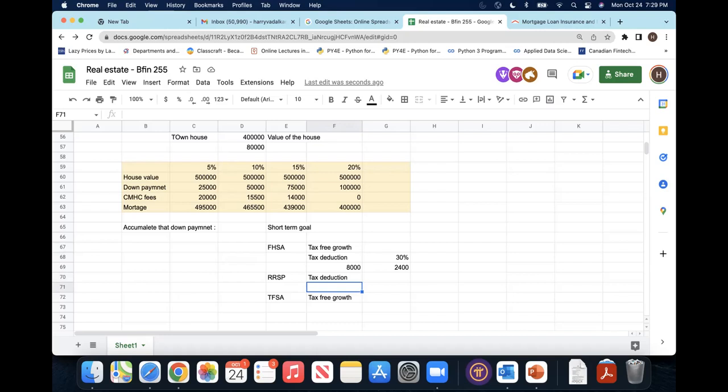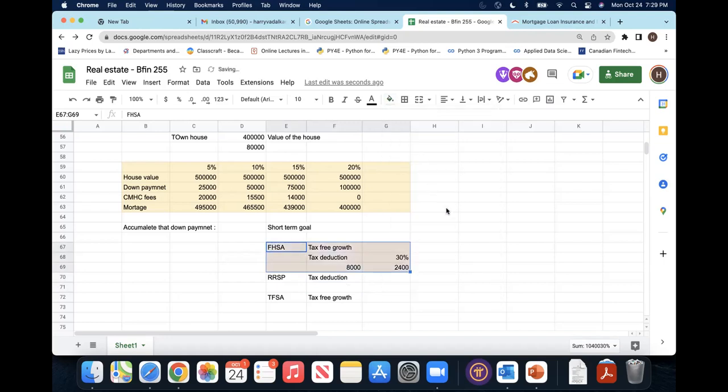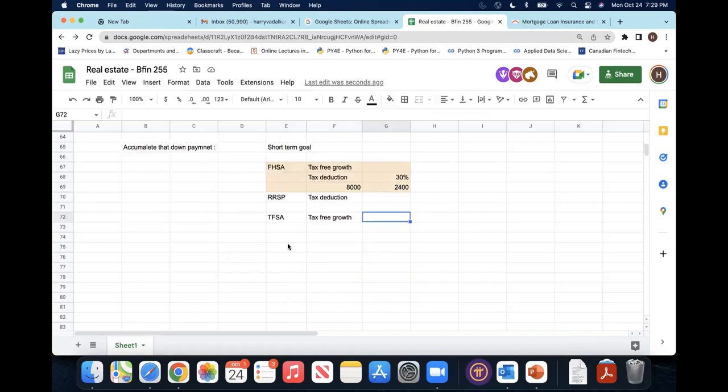So which account to use? If you can, and we'll highlight this, use the First Housing Savings Account that will start from 2023. Next year it will start. So you can open this account from next year and you can start investing in that to accumulate a down payment for your house. Now your house is a short-term goal, so you cannot take too much risk on the down payment.